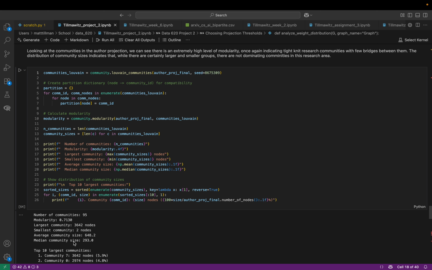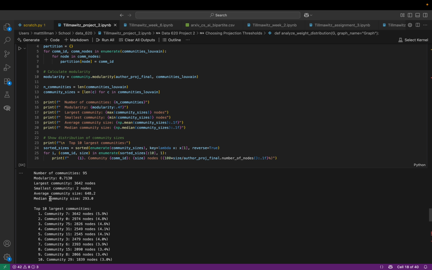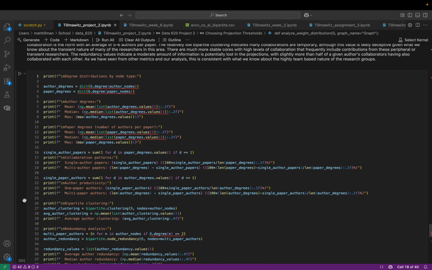Looking at communities, we see a high level of modularity, once again reinforcing that there's a lot of collaboration within networks that are relatively tight-knit. We see a reasonable number of communities with a solid average size. And looking at the top 10 communities, we can see there aren't really massive communities that are necessarily crowding out or dominating the conversation. They tend to be a large number of relatively moderate sized communities producing these research conclusions.